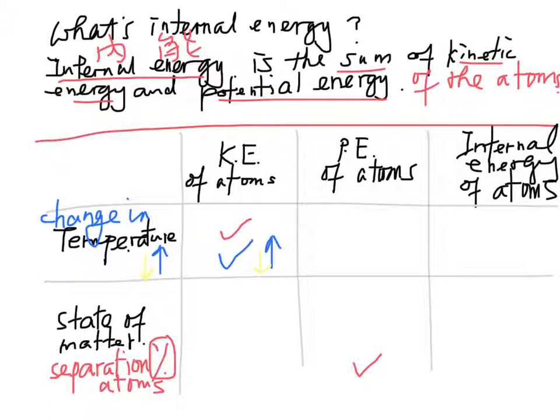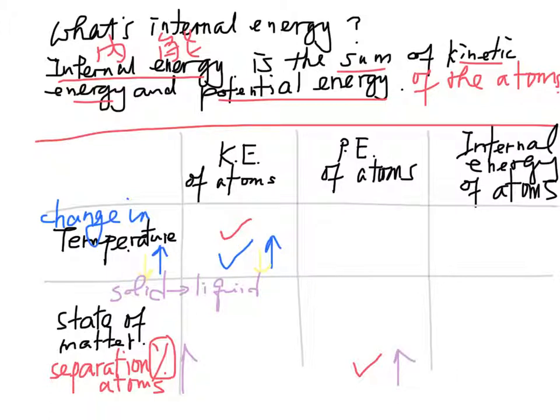Next, the potential energy of atoms is related to separation between the atoms, and the change of separation between atoms happens when the state of matter changes. When it changes from solid to liquid, the separation between the atoms will increase. In this case, the potential energy of atoms will also increase.